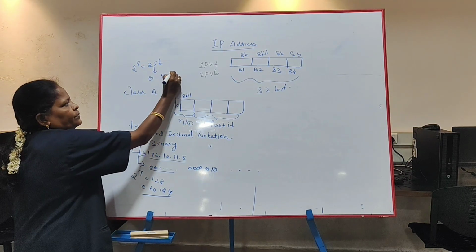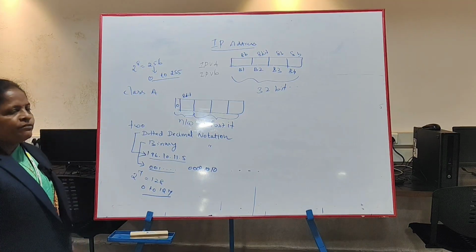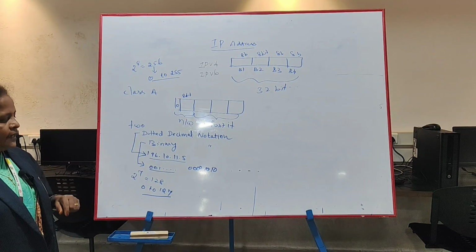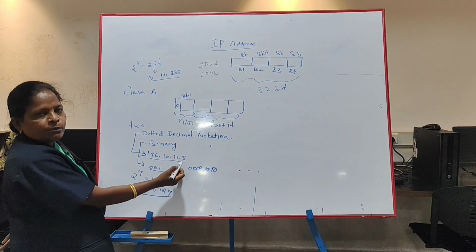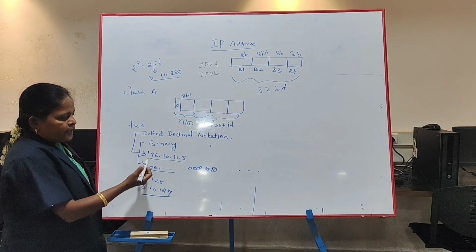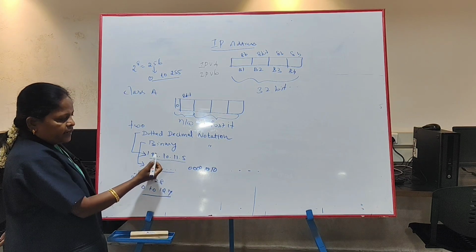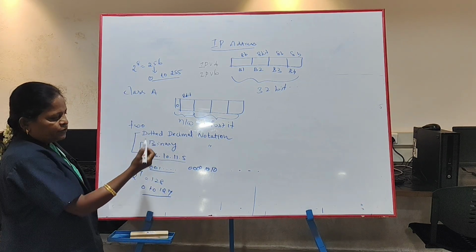0 to 255. Any IP ranges from where? 0 to 255. Say for example, consider 196.10.11.5. Is it a valid IP or not? Yes, valid. Why? Each and every byte has the range from 0 to 255.